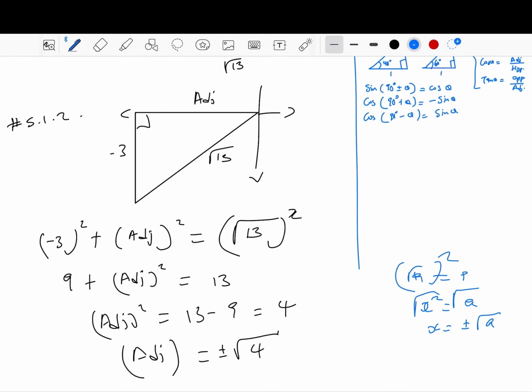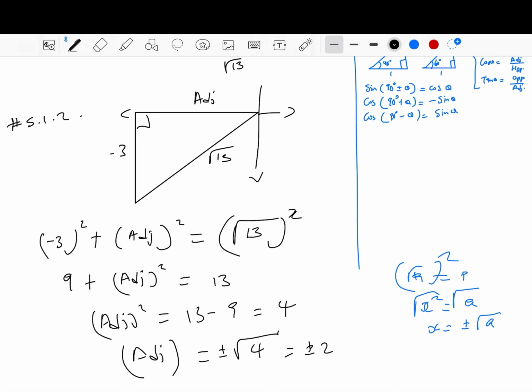So that's why we're having adjacent side is equal to plus or minus 4. And now we need to choose if the adjacent side is positive or negative, because now we know the square root of 4. Square root of 4 is 2, so we have plus or minus 2. Now our answer cannot be plus or minus 2, it has to be one value.